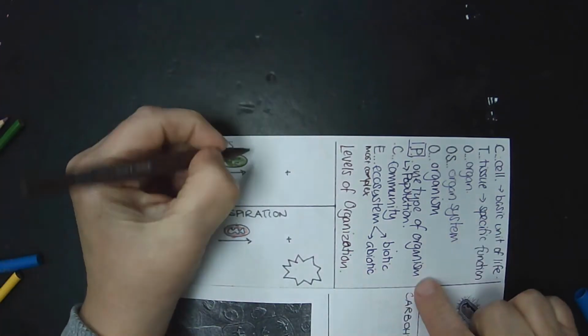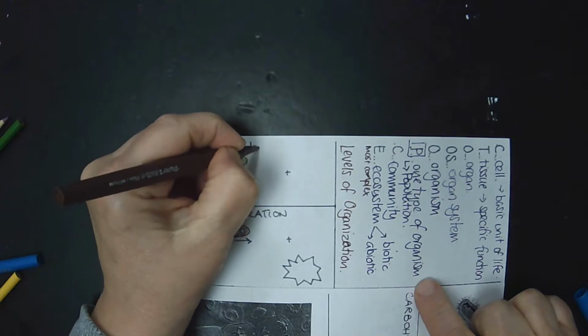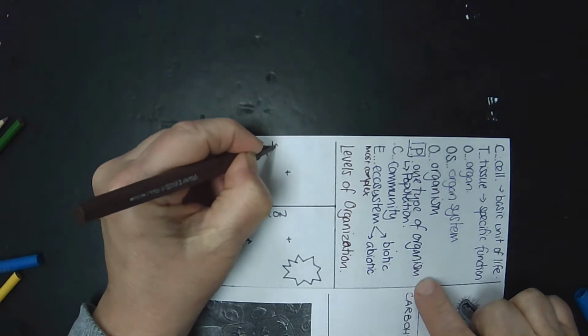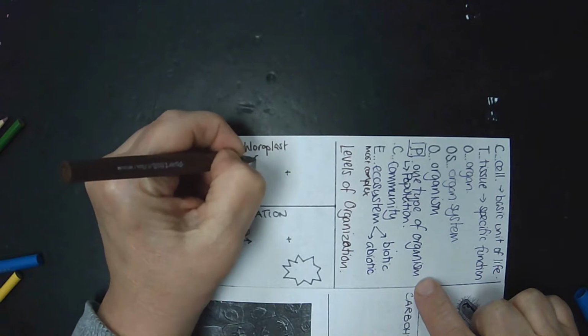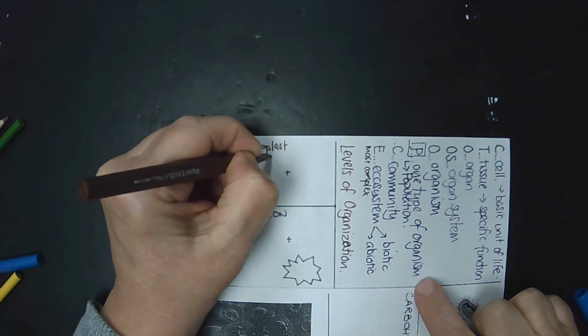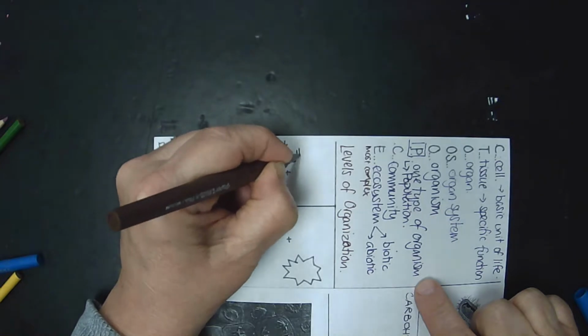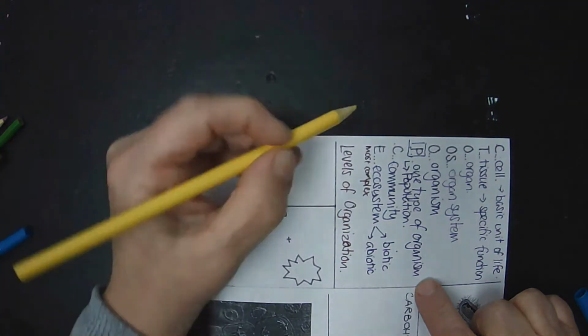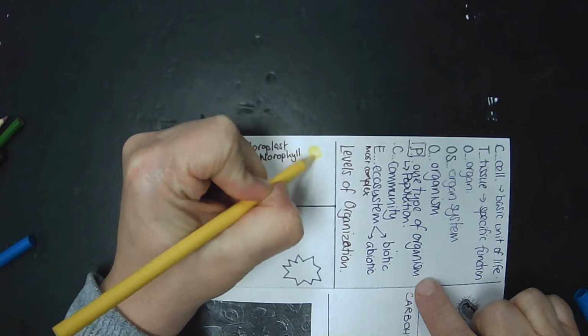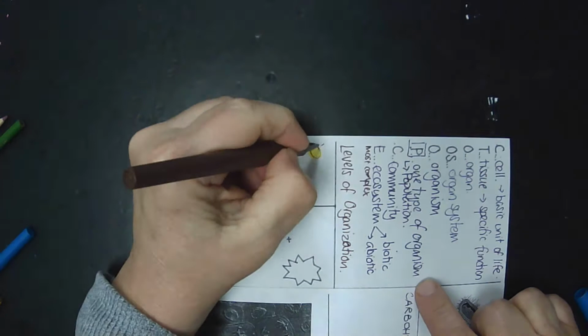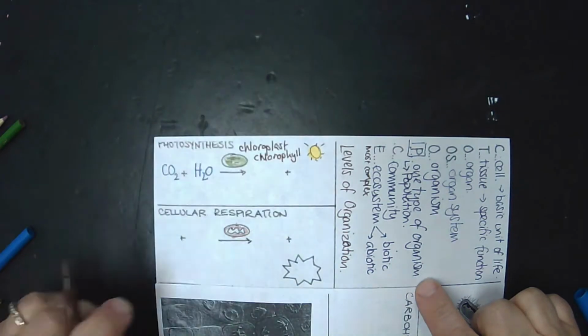This is a chloroplast, and a chloroplast is an organelle that contains a green pigment called chlorophyll. And chlorophyll has one job, and that is to absorb energy from the sun. The energy from the sun drives photosynthesis.